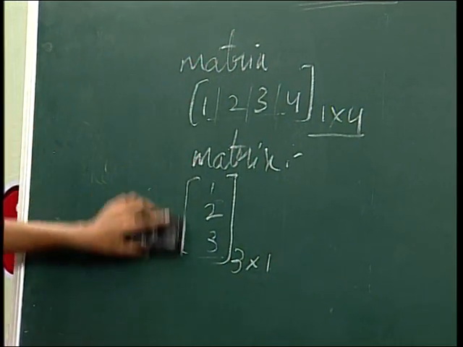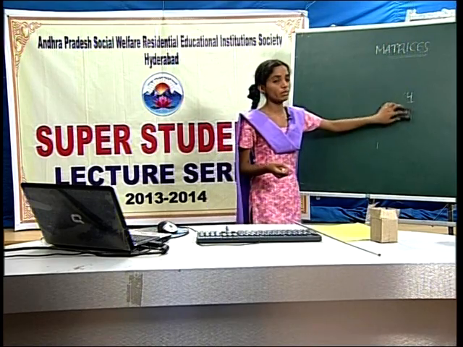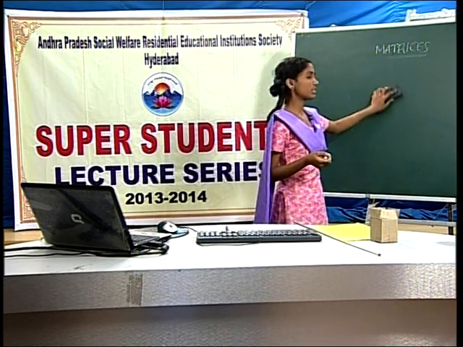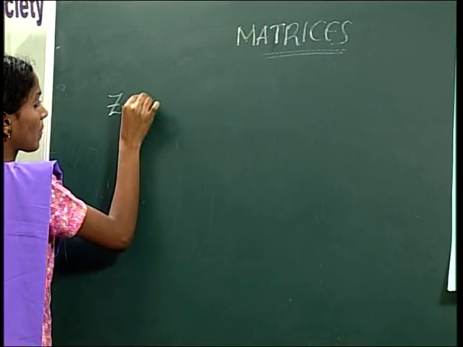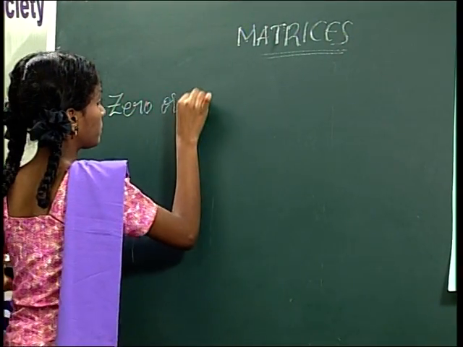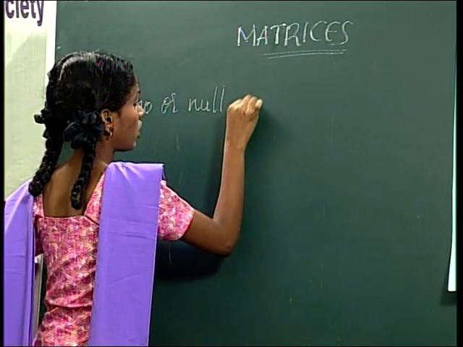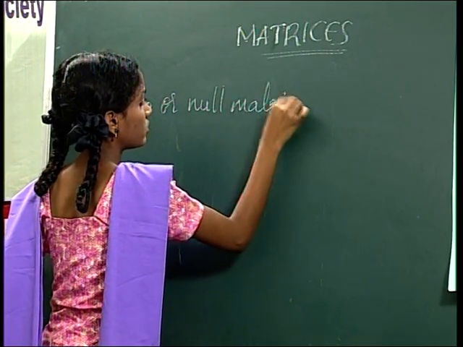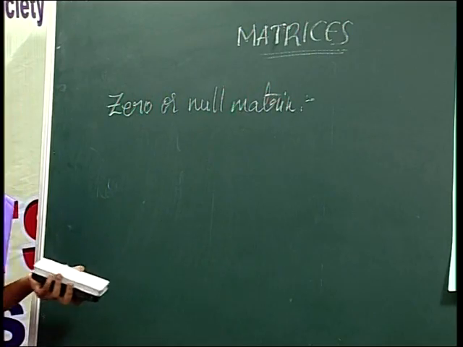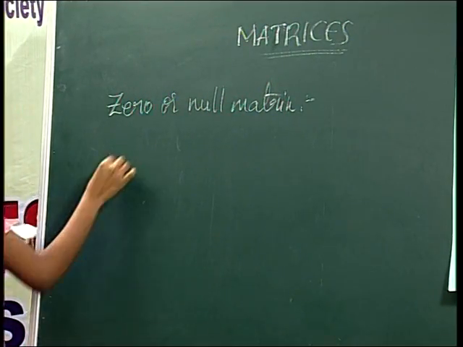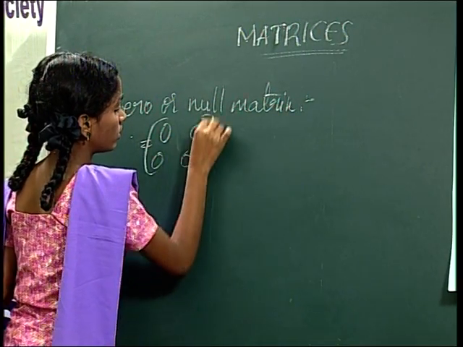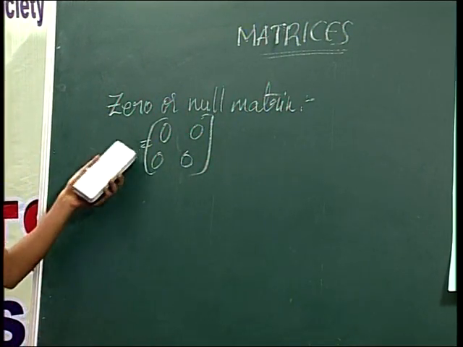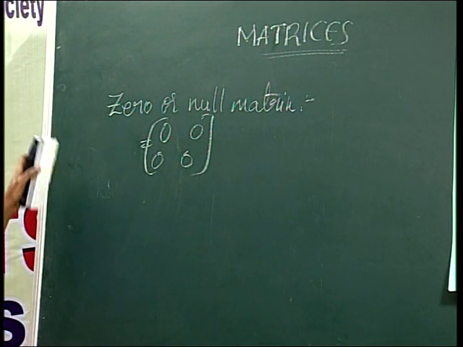Next, zero matrix or null matrix. By listening to the names, you can understand what they are. Let us see. In a zero or null matrix, every element should be 0. For example, 0, 0, 0, 0. In this matrix, every element is 0. So it is a zero matrix.